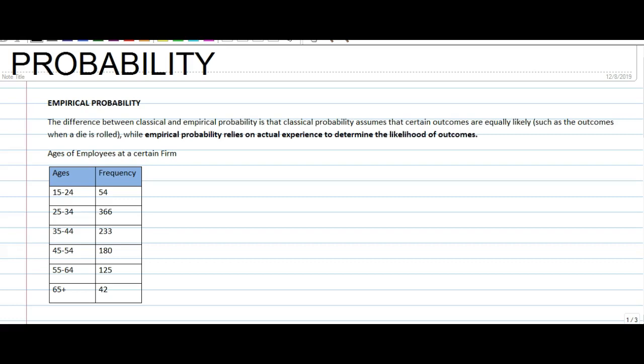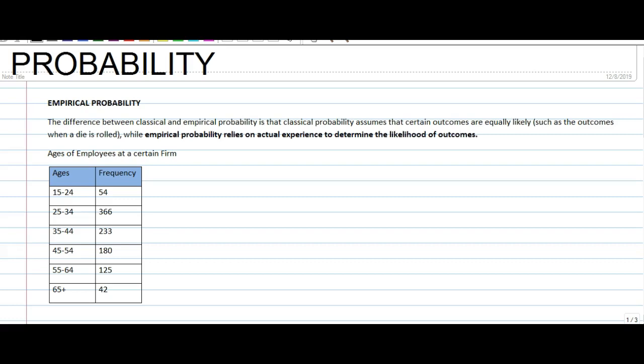For example, here what we have is the age of employees at a certain firm, and what we want to determine is the probability that if an individual is selected, that their age will fall in a certain category.